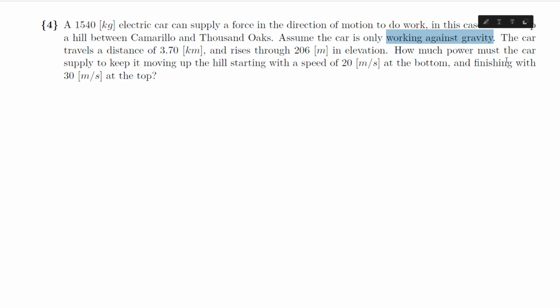Okay. The car travels a distance of 3.7 kilometers and rises through 206 meters in elevation. Okay, so that's vertical distance. How much power must the car supply? Okay, so we're still talking about the car here. How much power is the car supplying? So it has to do with this force it supplies to keep it moving up the hill, starting with the speed of 20 meters per second at the bottom and finishing with 30 meters per second at the top.